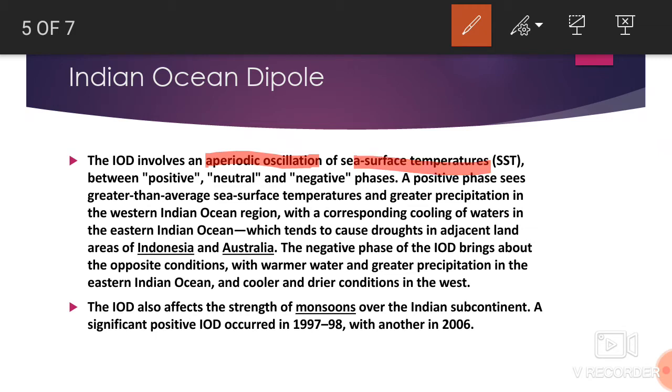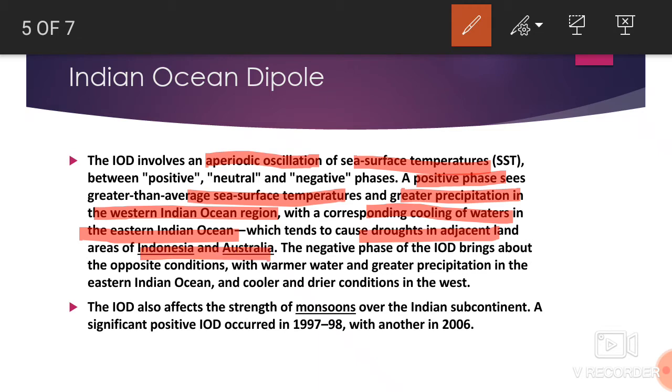A positive phase brings greater than average sea surface temperature and greater precipitation in the Western Indian Ocean region. It means if there is a positive phase, then in the Western Indian Ocean there will be greater sea surface temperature and greater precipitation. It means more rainfall will be there. And with a corresponding cooling of water in the Eastern Indian Ocean, as we know this is a dipole. If positive is on the western side, then on the eastern side it will be a cooling situation. So with a corresponding cooling of water in the Eastern Indian Ocean, which tends to cause drought-like situations in Indonesia and Australia.